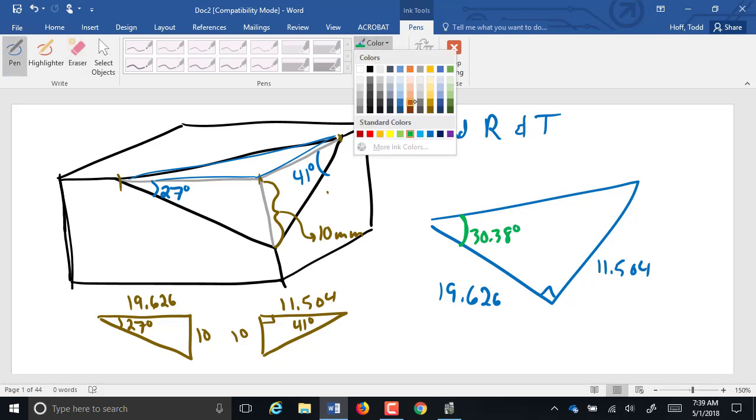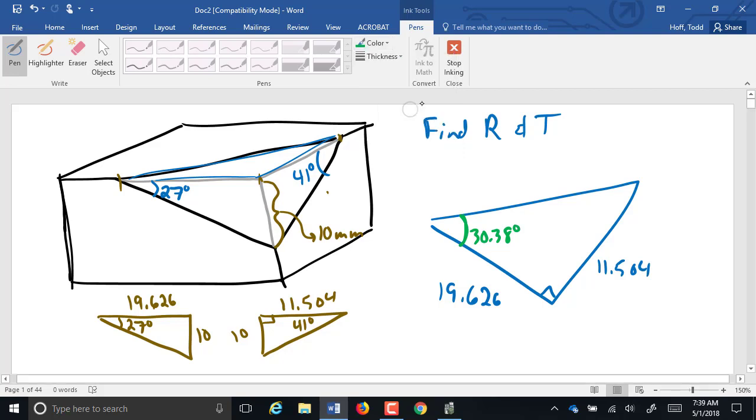What do we need to find next? If we draw that in, yes, this angle here is 59.62. And then what else do we need to know? That is, by the way, R. We need to get this distance across here, which is 9.926.